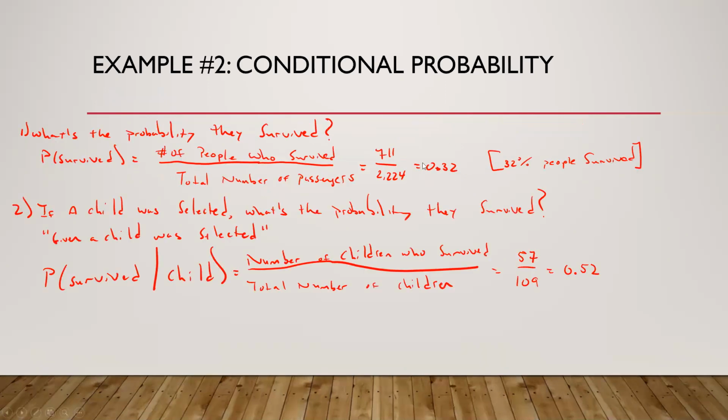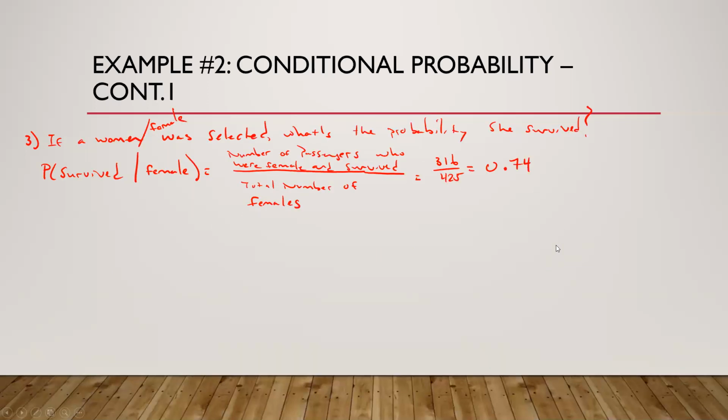So like 32% of people survived the Titanic, 52% of children, getting a little bit better, but 74% of women survived the Titanic. That's not bad. I don't know why I keep saying that's not bad. That's still terrible. Should be 100%, but.